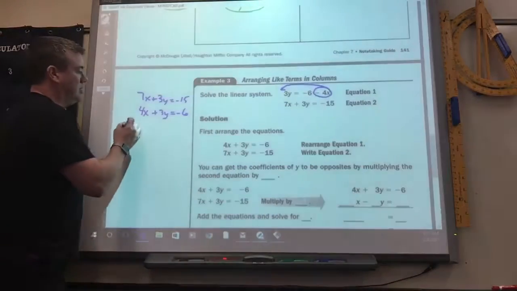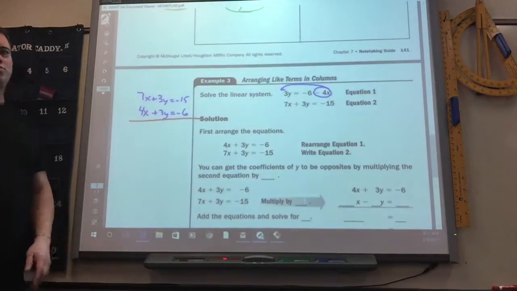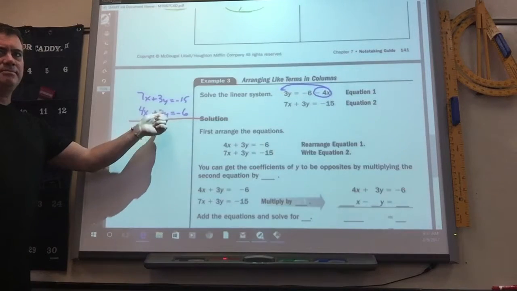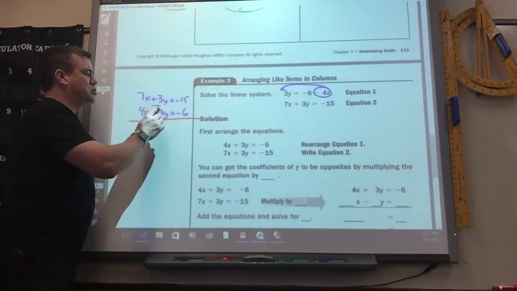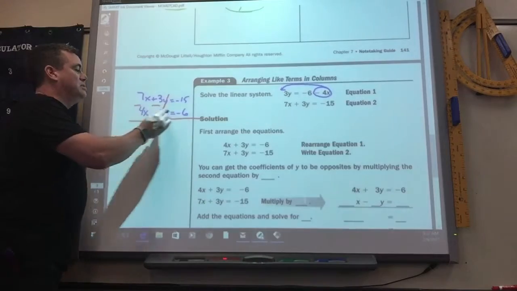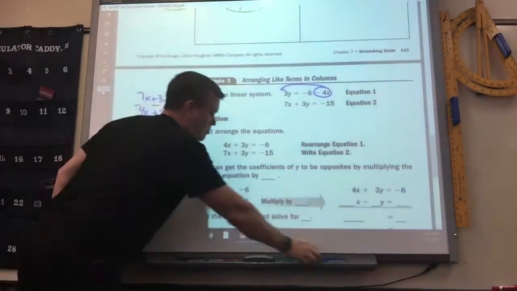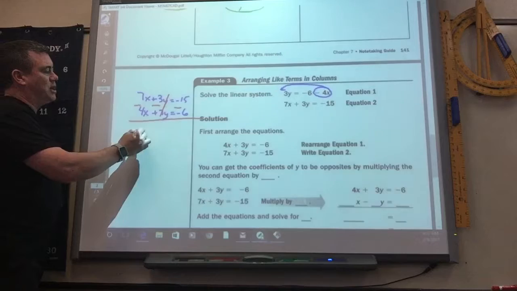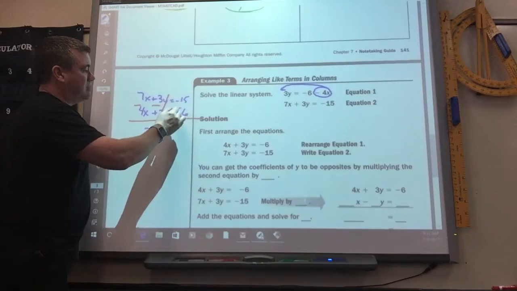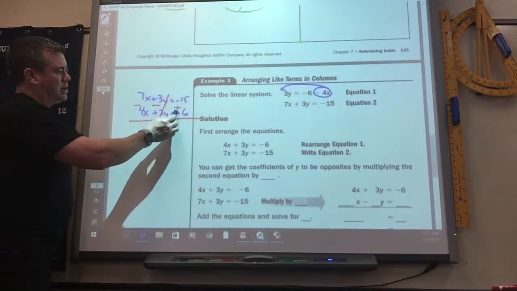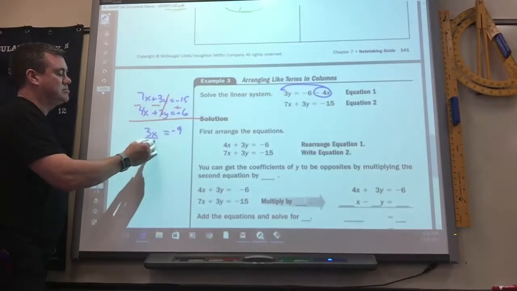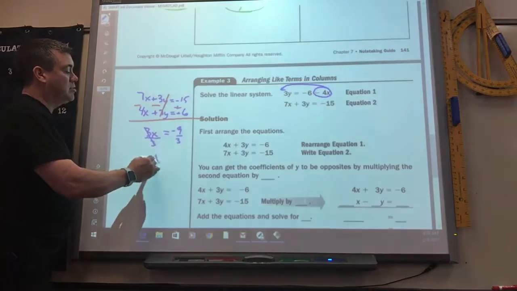So, now that I got everything lined up, which letter are you going to get rid of? The y. Are you going to add them or subtract them? Subtract, because 3y minus 3y is 0. So that's what you do to the other ones. 7x minus 4x is 3x. These make 0. Negative 15 take away negative 6. Remember, you got to change the sign, change the sign. That is negative 9. So divide by 3 and you get negative 3.